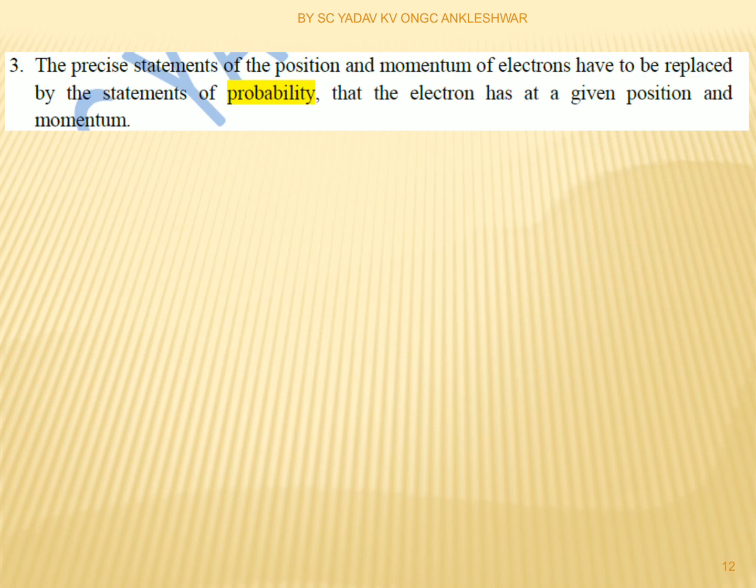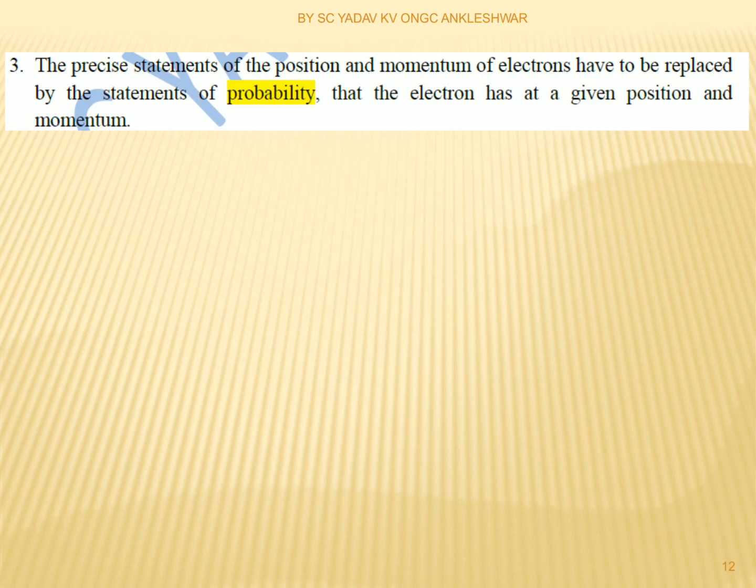Third significance is what? The precise statement of the position and momentum of electrons should be replaced. Till now, what are we saying? We are saying that electrons are moving in a circular path around the nucleus, but now this statement should be changed. What should we say about the electrons? That probability, the word probability which is highlighted here, that now the probability of the electron at a particular position is maximum or minimum.